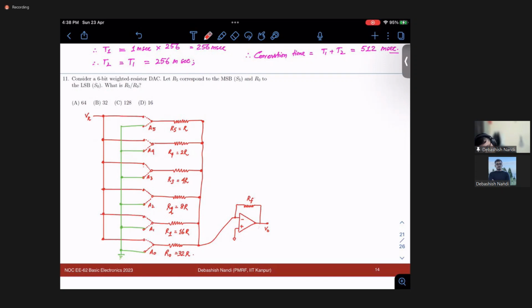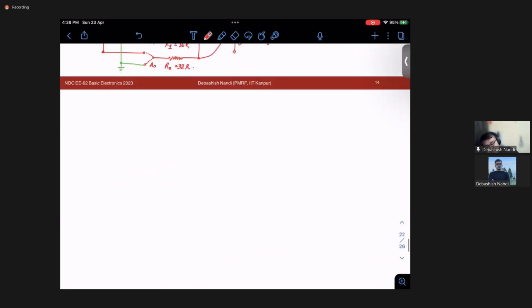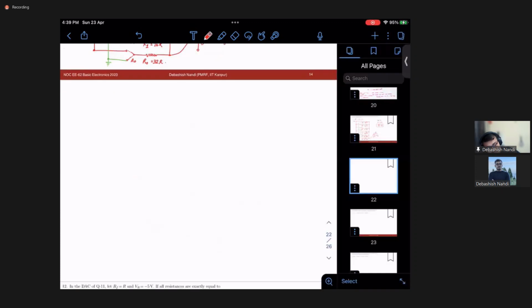Okay, so your R5 is R, R0 is 32R. So what is your R5 by R0? It is nothing but 1 over 32. Okay, so I think the answer is given inverted. So B would be your right answer. Okay, so fine. Let's move on to the next problem.